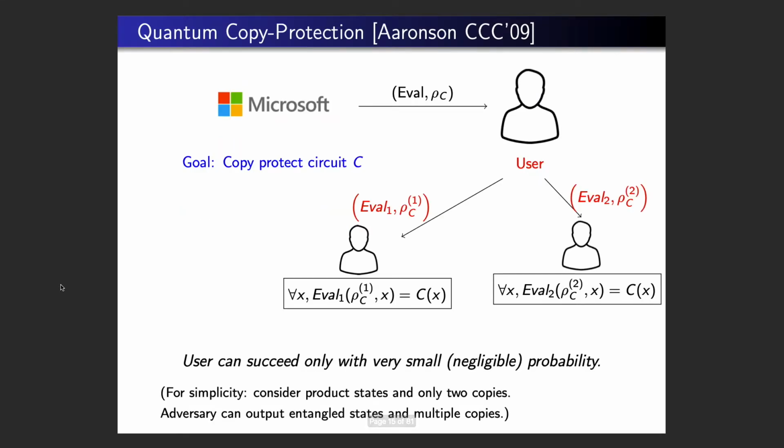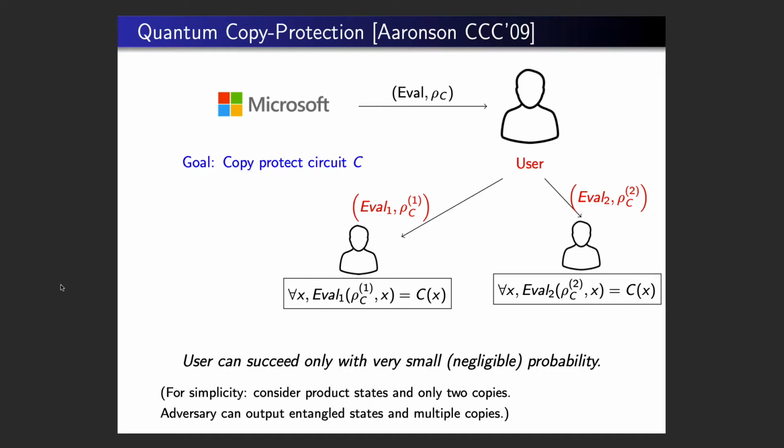In terms of security, what we want is that we don't want a rogue user to be able to take the state it obtained from Microsoft and produce two copies of the state, let's say rho C1 and rho C2, and each of these states are associated with their own evaluation algorithms. We don't want the user to produce these two states in such a way that both these two states compute the original circuit C. We don't want the guarantee that Eval1 of rho C1 computes C and also Eval2 of rho C2 computes C. This event should happen with very small probability.